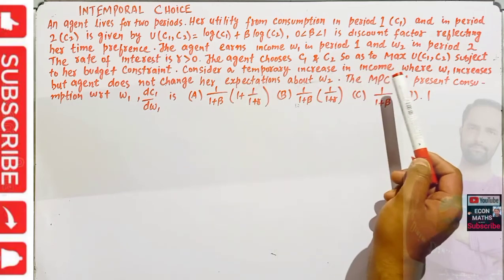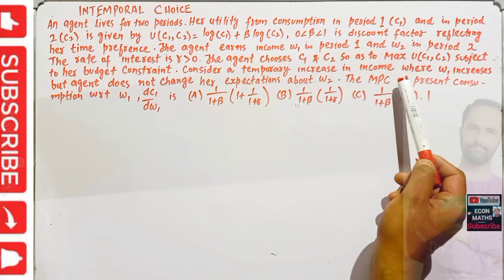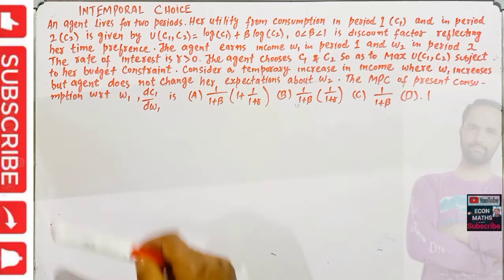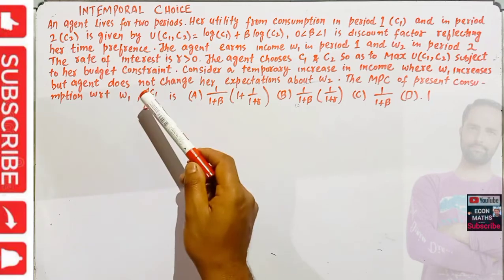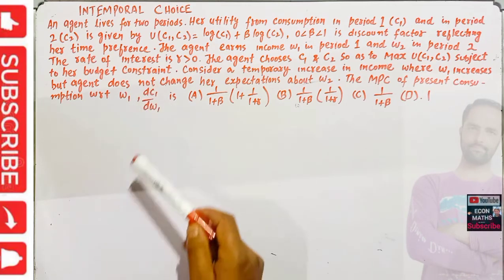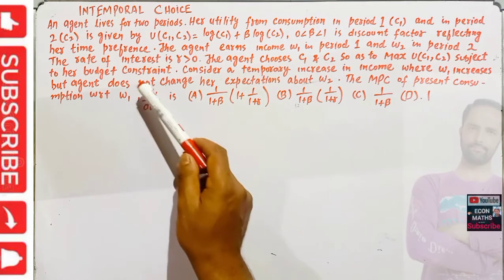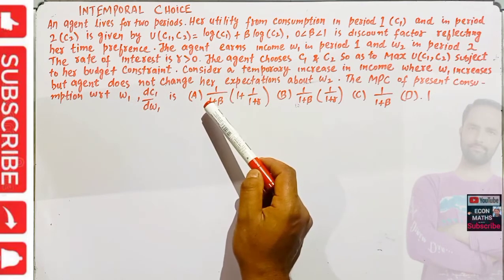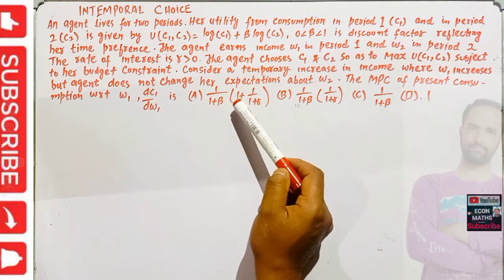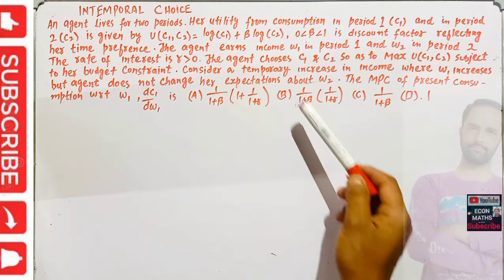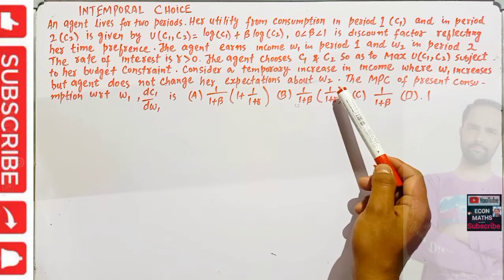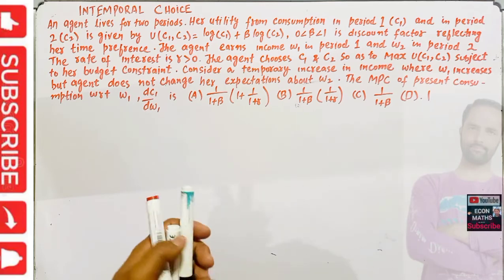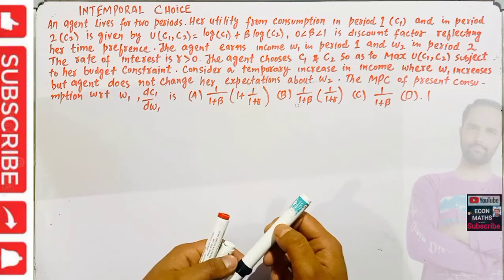Then the marginal propensity to consume present consumption with respect to income in period 1, that is the change in consumption with respect to the change in income in period 1, is given in the options as 1 upon 1 plus beta into 1 plus 1 upon 1 plus r. Similarly, 1 upon 1 plus beta, 1 upon 1 plus r, 1 upon 1 plus beta, and so on. These are the options. We have to see which of these options is correct.